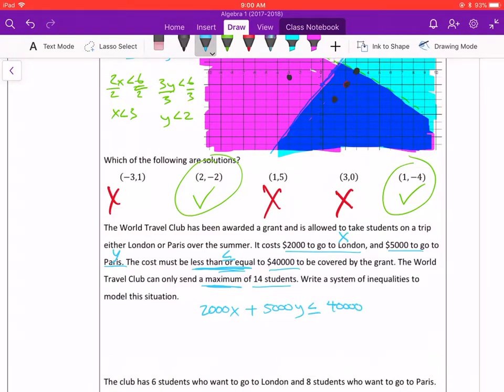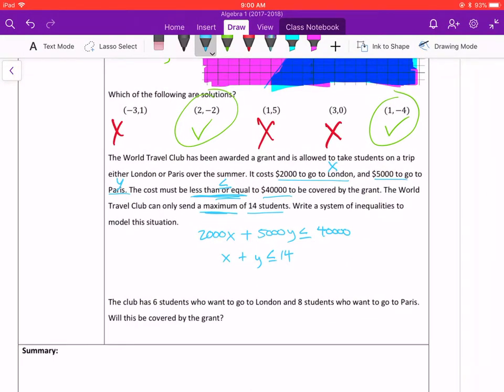$40,000, all right? And then it says the World Travel Club can only send a maximum of 14 students. Well, there's two types of students. There's the students that want to go to London, and there's the students that want to go to Paris. But they can only send 14, so when you add those up, they must not be greater than a maximum of 14. It has to be less than or equal to 14, all right? The club has 6 students who want to go to London and 8 students who want to go to Paris. So that means, is (6, 8) going to be a solution? Well, let's go to our calculator and graph this and see.